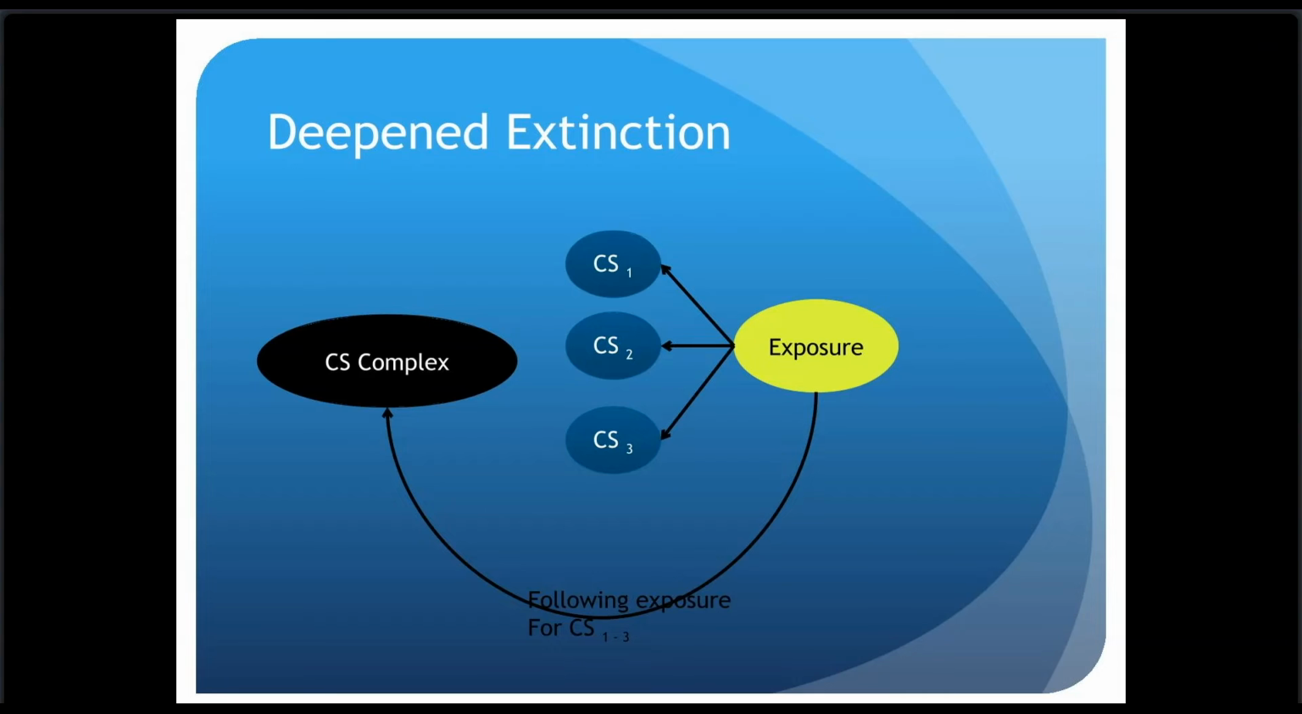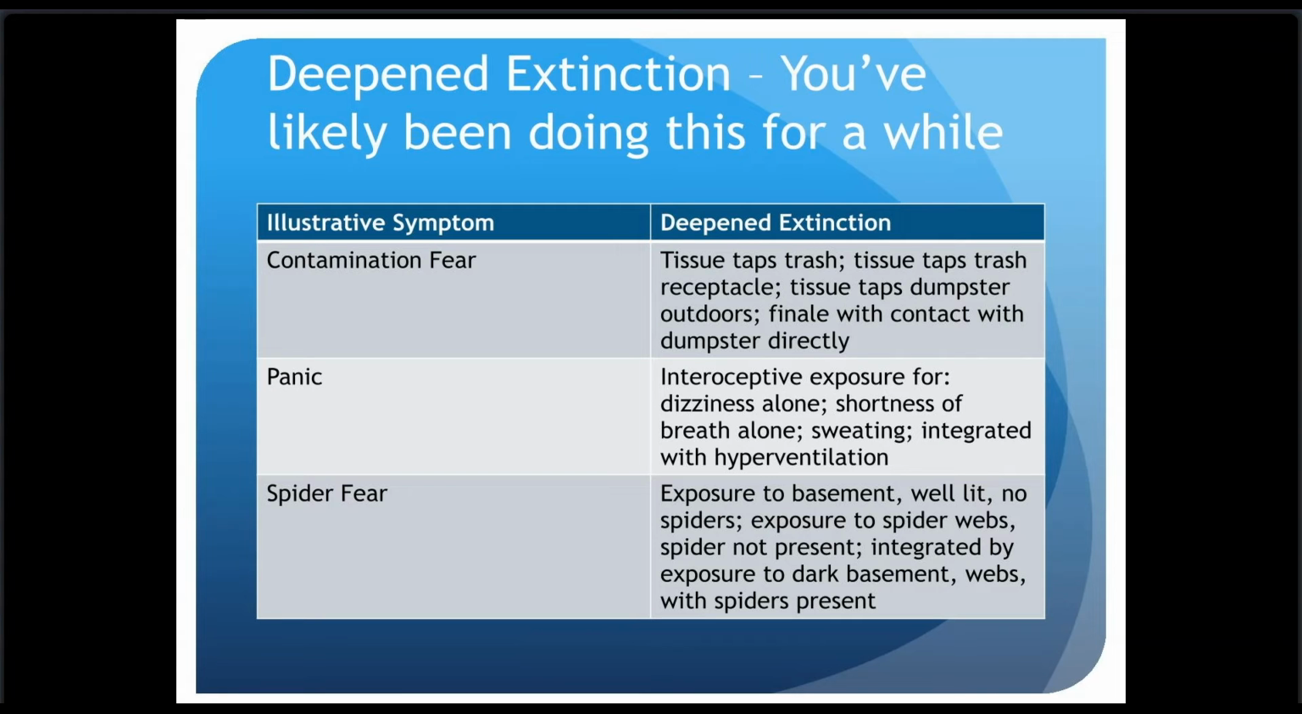So that process of deepened extinction is where the assumption neurally is that there's a whole range of different little CSs that connect to a whole bunch of little CRs. And you're setting it up so that there's a whole bunch of new learning for all those little CSs. And then you bring it all home by saying, now the whole thing in one massive learning experience competes with that original CS complex. So like I said, you've likely been doing this for a while. Here are a few illustrations. So again, all of you on the line who are routinely conducting exposure, this is in your wheelhouse. We're giving some formal language to it.